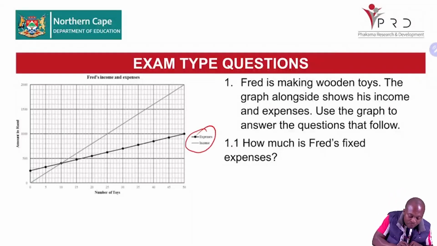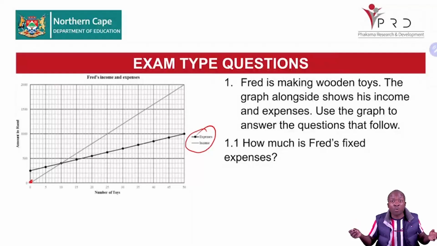The one that starts from the 0, 0 is the income. How do I know? Because if you never sell, you never get any money. So whenever you see that line starting from the corner, that's 0, 0, that's your income line. Then the other line is the expenses.